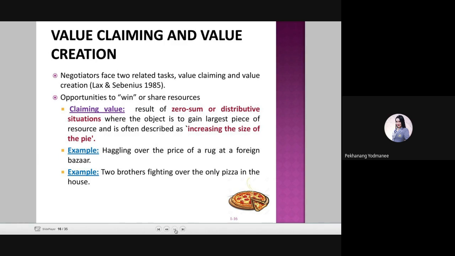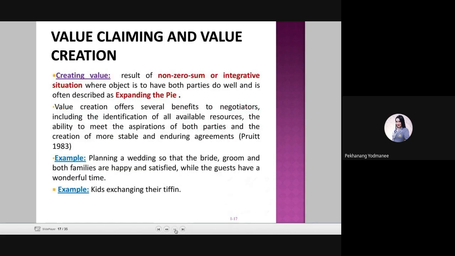This is the example. Please read the example by yourself. Okay. Creating value. Please read it.